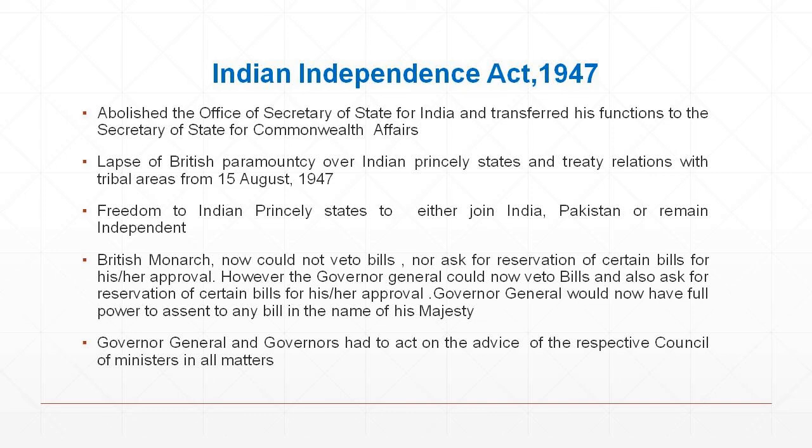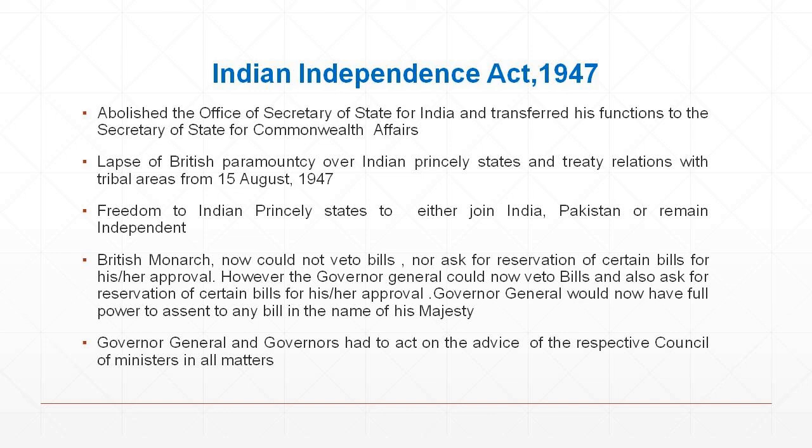Point number seven, it proclaimed the lapse of the British paramountcy over the Indian princely states. Very important. What it says is that the British king loses his control over not only British India but also over the Indian princely states, who were independent kingdoms in themselves, and all the treaty relations with the tribal areas stand null and void. It granted freedom to the Indian princely states either to join the Dominion of India or the Dominion of Pakistan or to remain independent. So they had one of three choices: to remain independent, to join India, or join Pakistan.